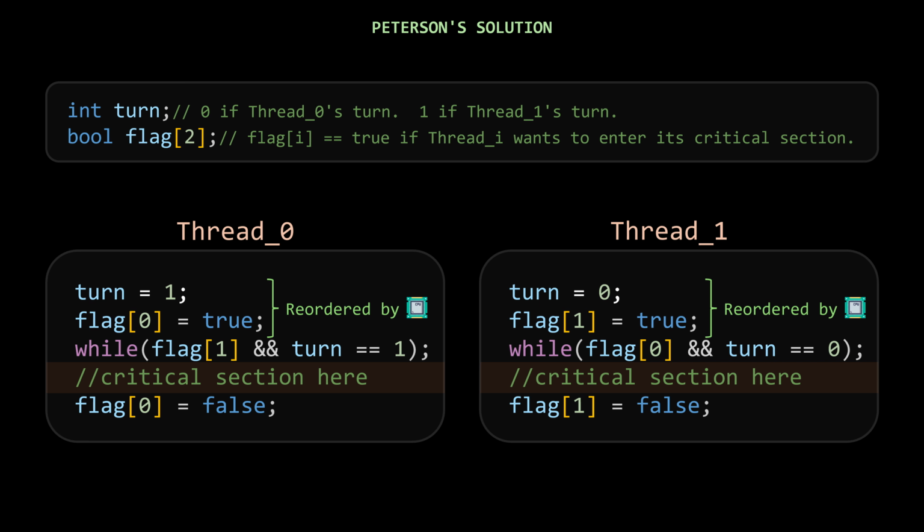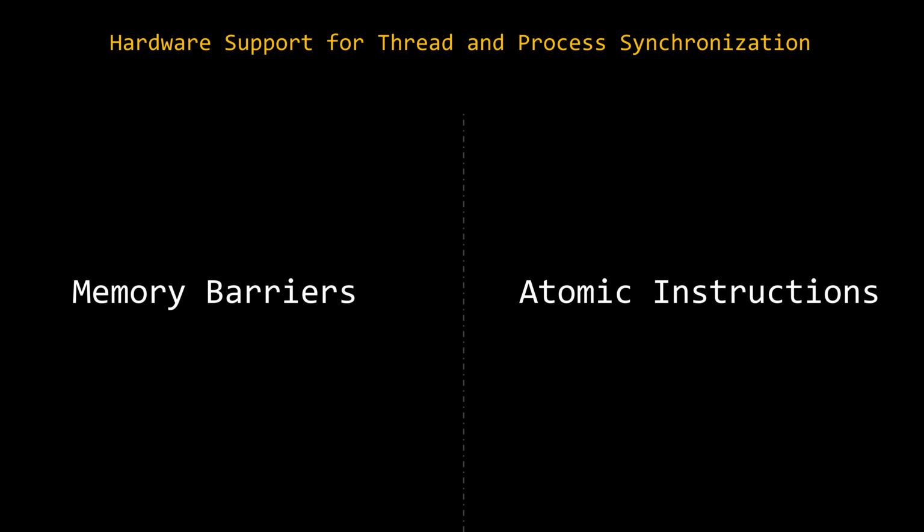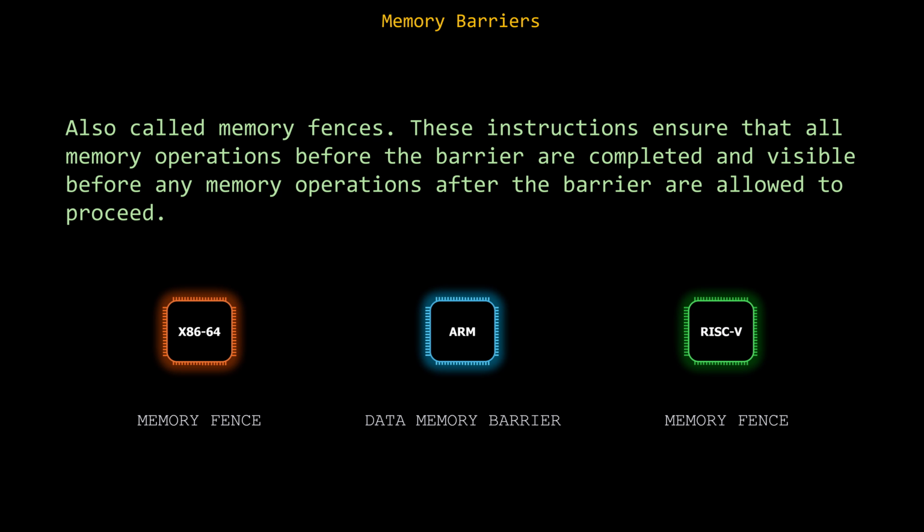Since software alone cannot reliably solve the critical section problem, hardware must provide additional support. Most processors offer 2 features to handle race conditions. Let's start with memory barriers. Computer architectures provide special instructions, known as memory barriers, also called memory fences.